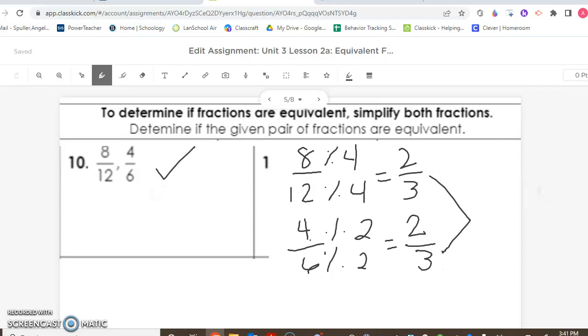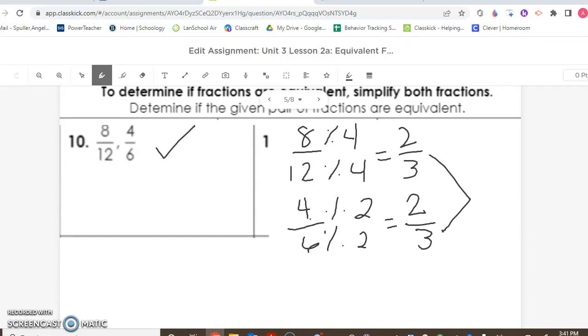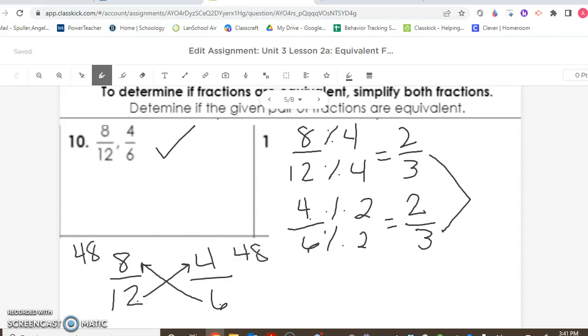Now, that's one way you can do it. Here's another way. And this is the way I like to do it when I have easy numbers. I'm going to put them just like this, and I'm going to cross multiply. This is going to go there. This is going to go here. I'm going to say 6 times 8 is 48. And I'm going to say 12 times 4 is 48. Well, both numbers ended up in 48, so definitely equivalent.